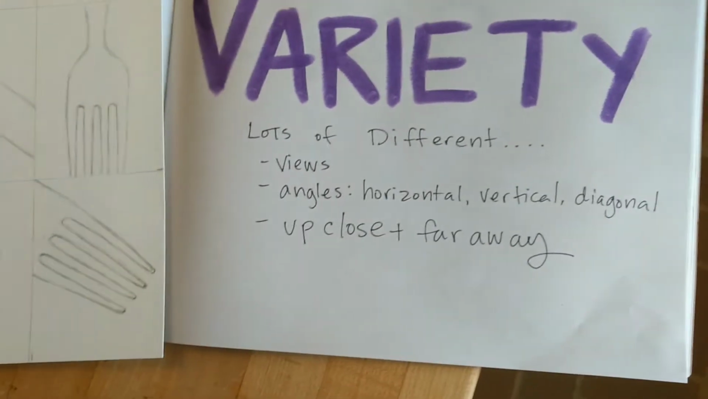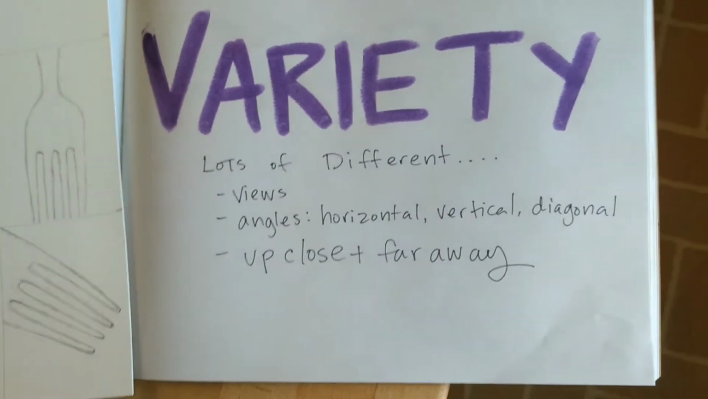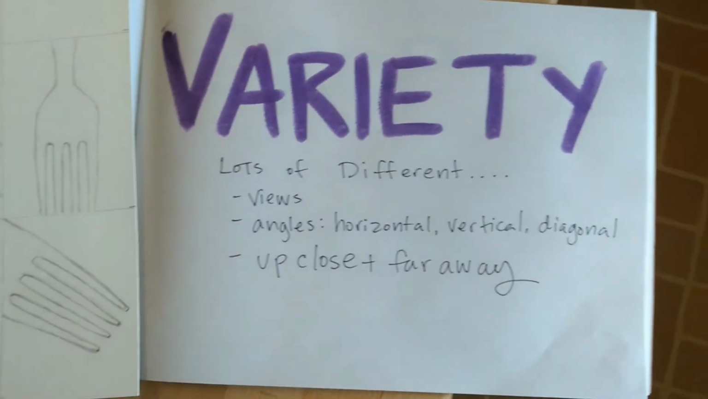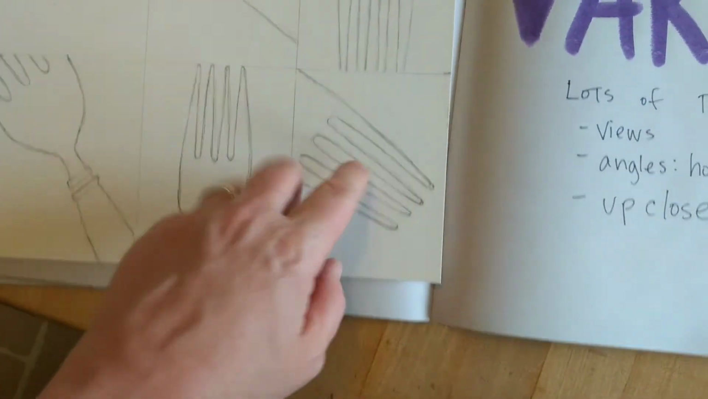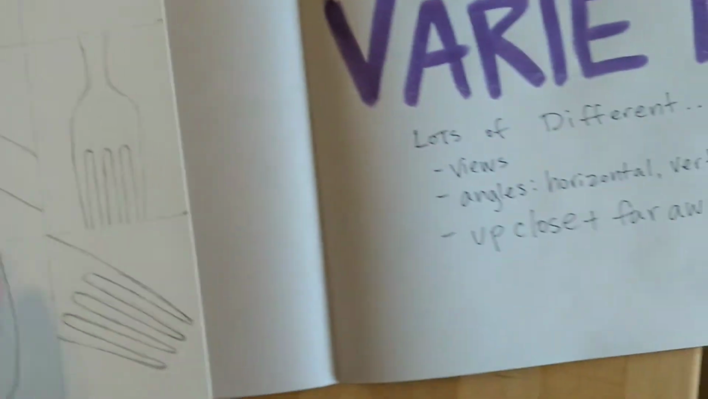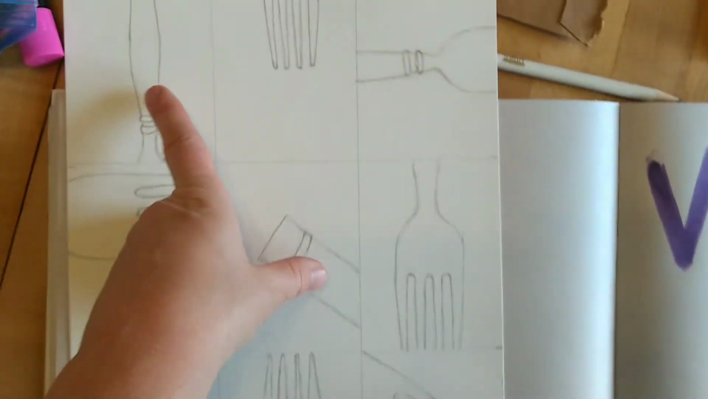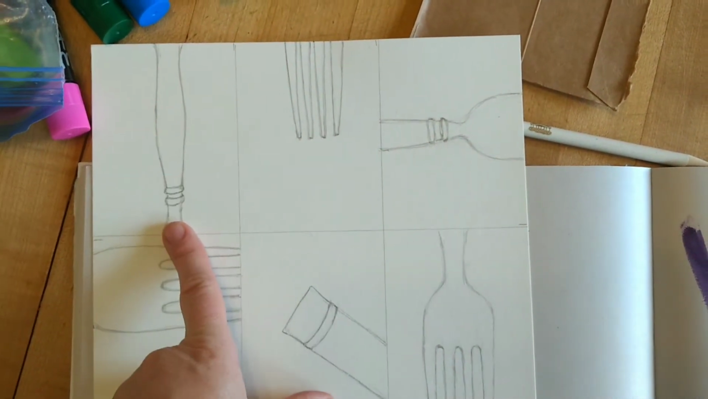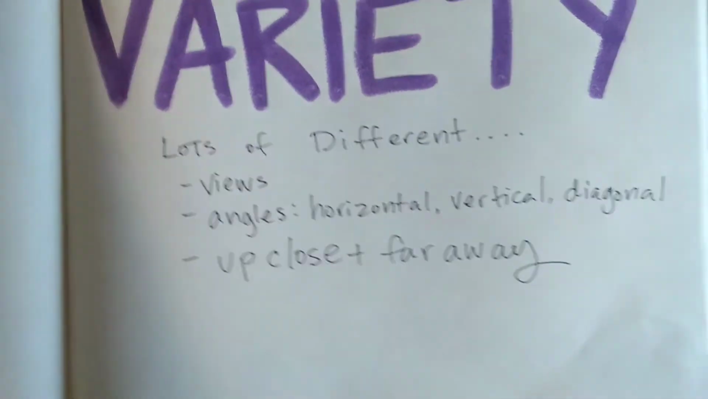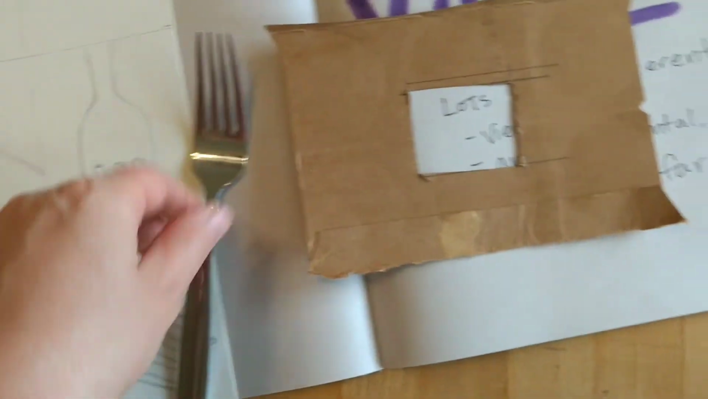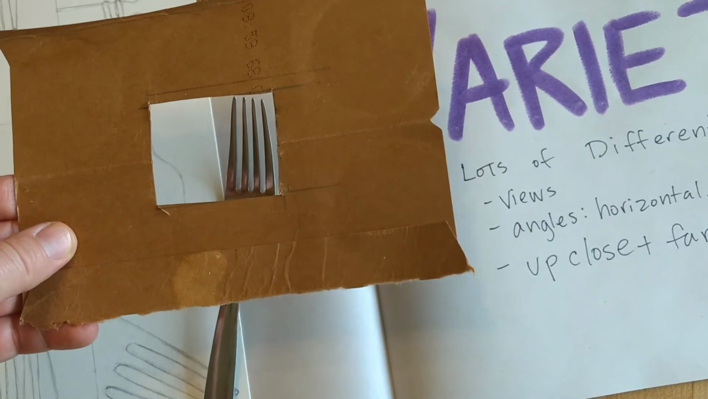And by the way, yours does not have to be a fork. Anyway, lots of views, lots of angles. So I'm talking, this is diagonal, vertical, this is diagonal, horizontal, so mix it up, and also lots of different up close and far away views. So in some of them the fork's going to be smaller because it's far away, and in some of them the fork will be very, very big because it's close up. Remember, that's what this thing is for. It's for helping you come up with very clear ideas about how to crop it.